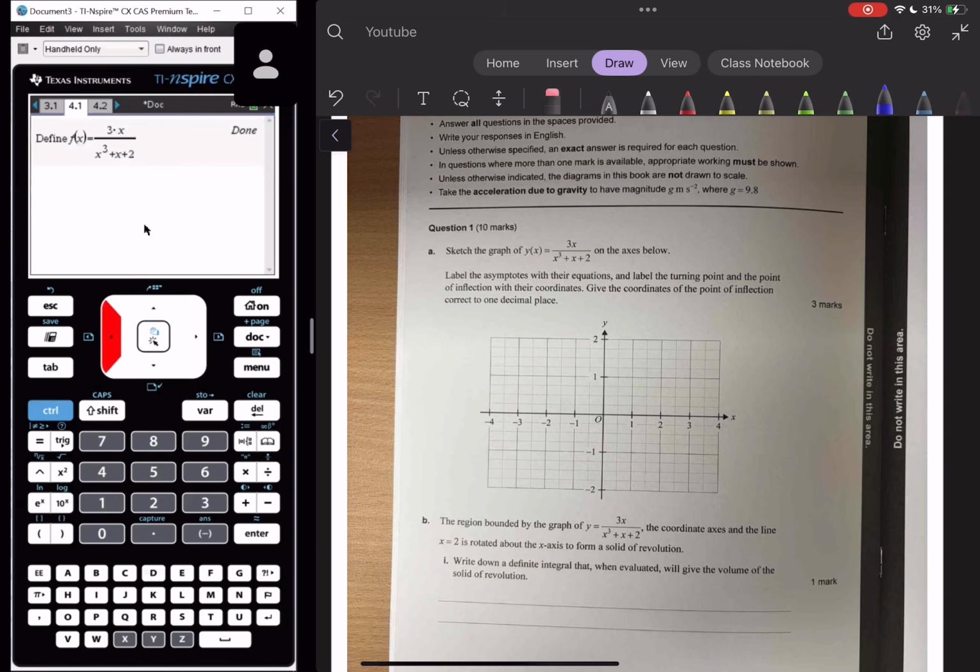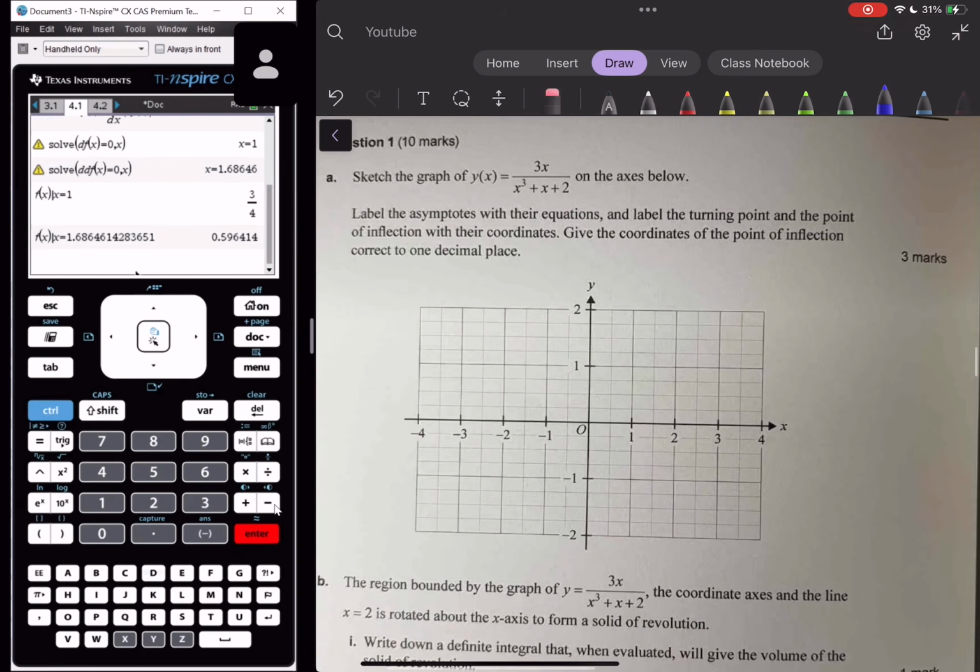What we can do is define df of x to be the derivative with respect to x of f of x, and define ddf of x to be the derivative with respect to x of df of x. We can solve df of x equals 0 with respect to x and solve ddf of x equals 0 with respect to x. We get x equals 1, so f of x at x equals 1 is 3/4. f of x at this inflection point is 0.59.